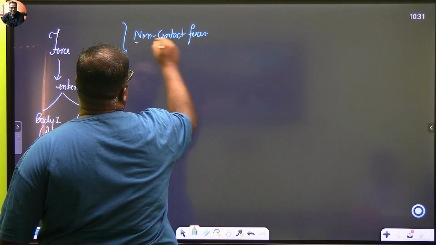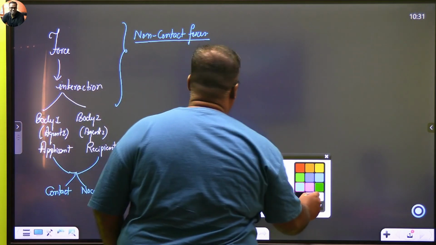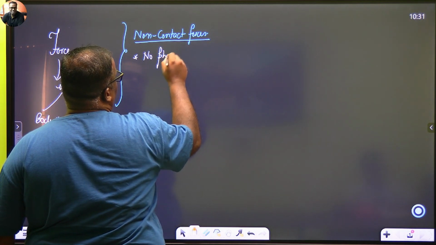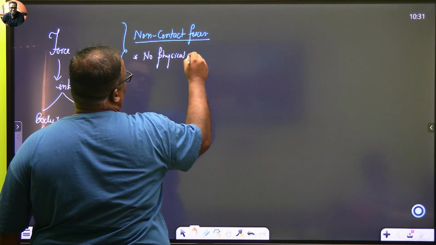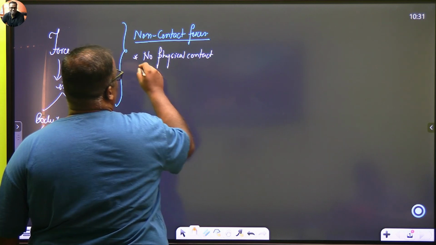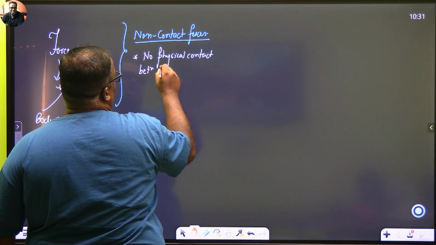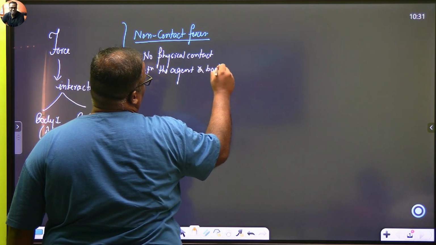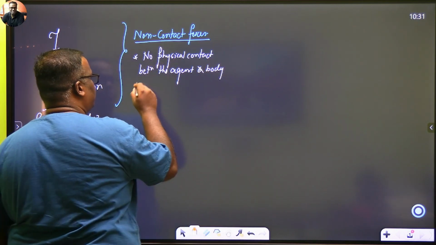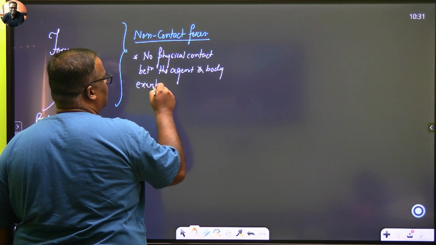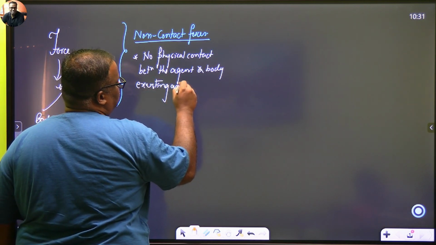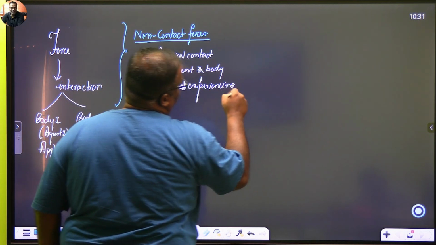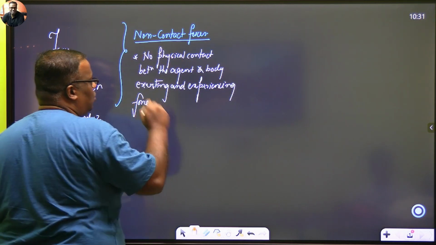So what are non-contact forces? If somebody asks me, what is the main point out here? We will say no physical contact between the agent and body, exerting and experiencing force. You don't have a physical contact between the agent.